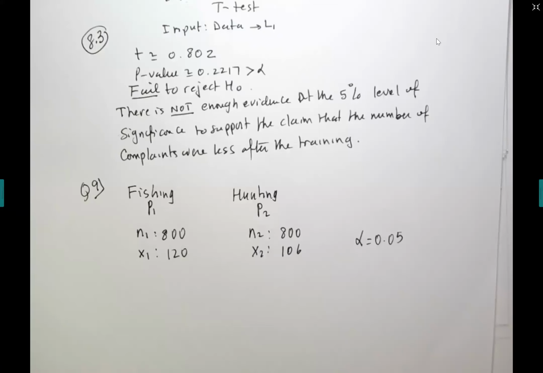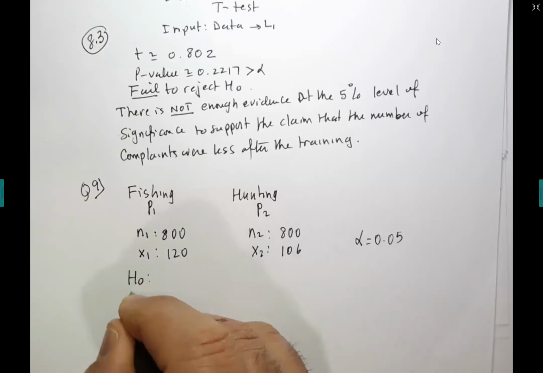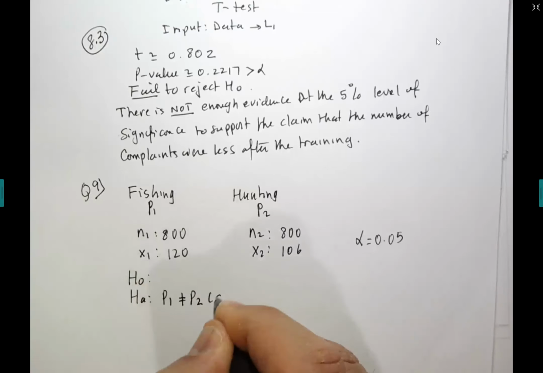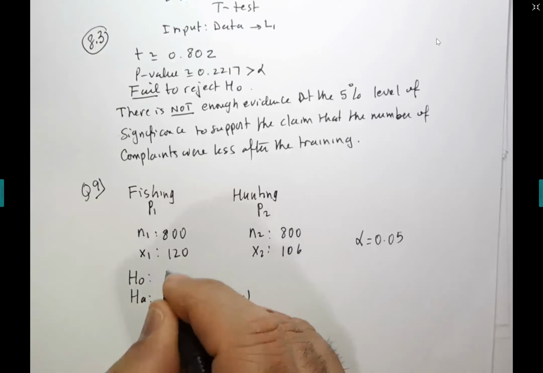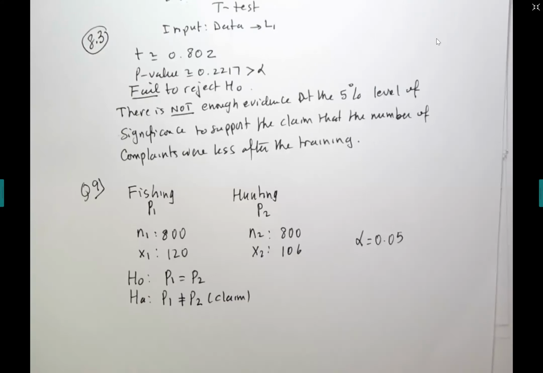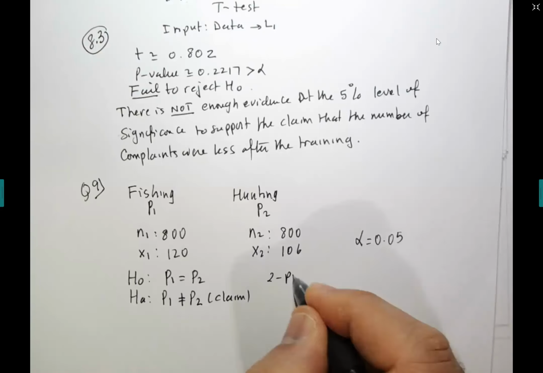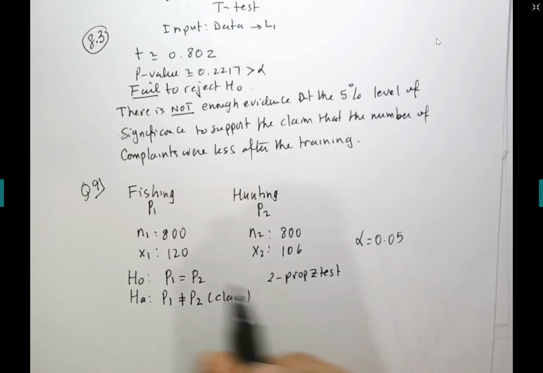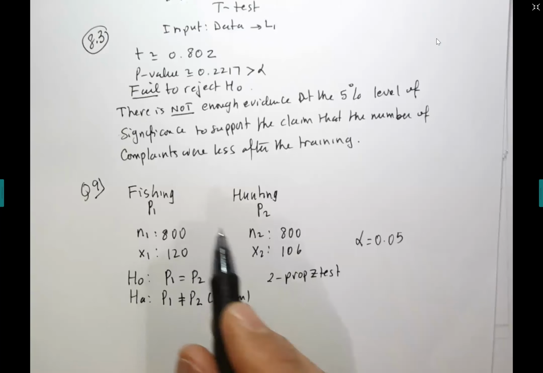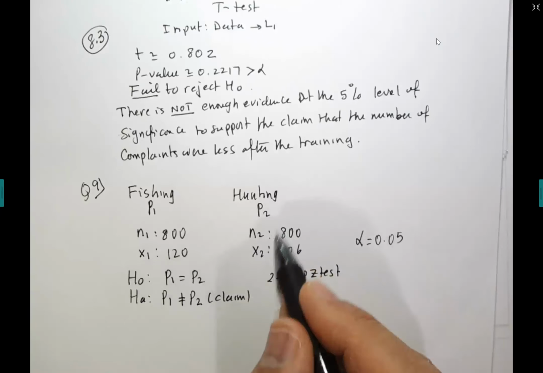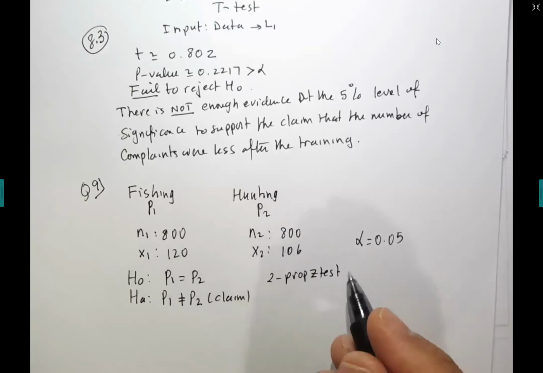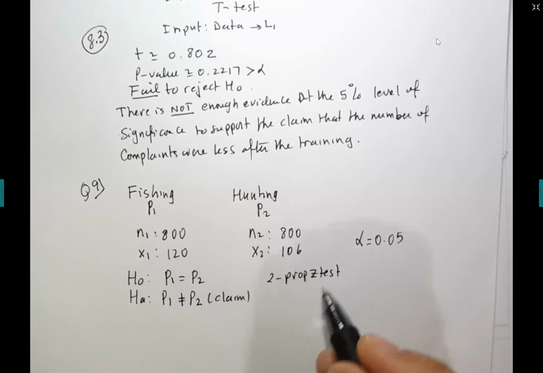All right. Do you agree that when you see the proportions are different, that's very easy? It's clear: P1 is different from P2, versus P1 equals P2. And it's a two-proportion z-test, guys. For fishing, it says 800 were surveyed, 120 of them are planning to get a fishing license. For hunting, 800, 106. You want to see if the proportions in general are different. So it's a two-proportion z-test.